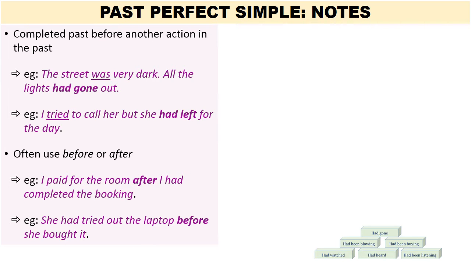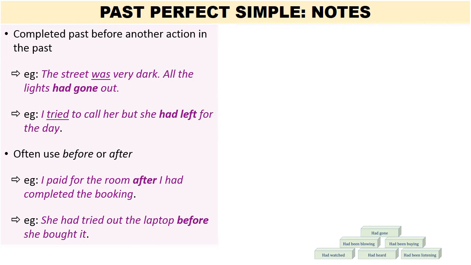So the first action that is completed in the past, we use the past perfect simple tense. The action that follows, the second action, we use the past simple tense. In these two examples, was and tried.